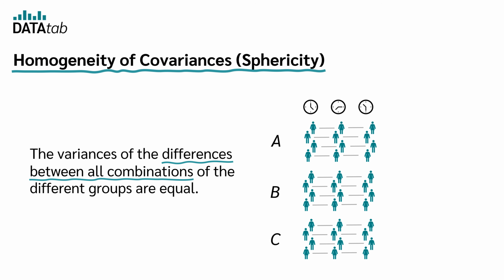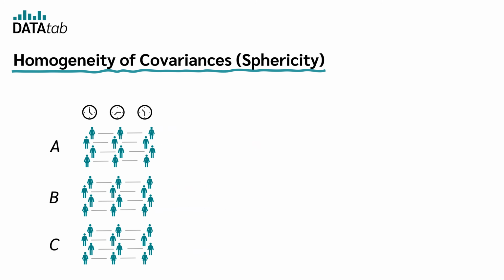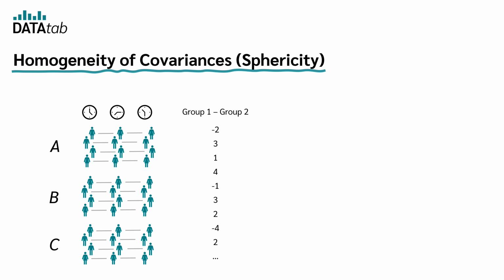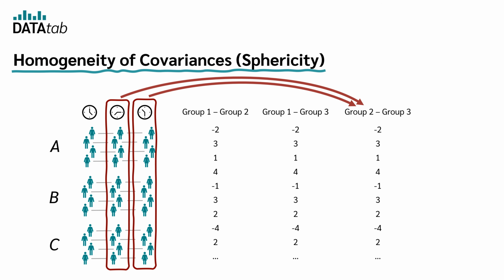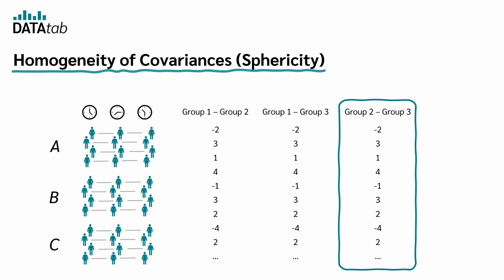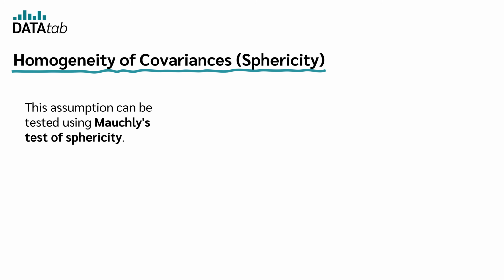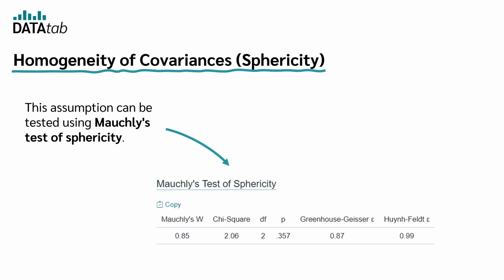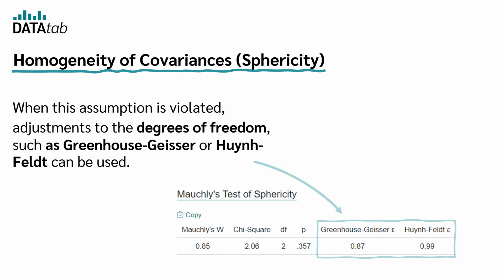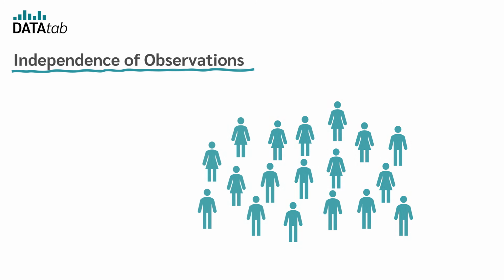What does that mean? Let's start with the differences between all combinations. To do this, we simply need to calculate the difference of the first group minus the second, the difference of the first group and the third group, and the difference of the second group and the third group. These calculated differences should now have the same variance. This assumption can be tested using Mauchly's test of sphericity. When this assumption is violated, adjustments to the degrees of freedom, such as Greenhouse-Geisser or Huynh-Feldt, can be used.